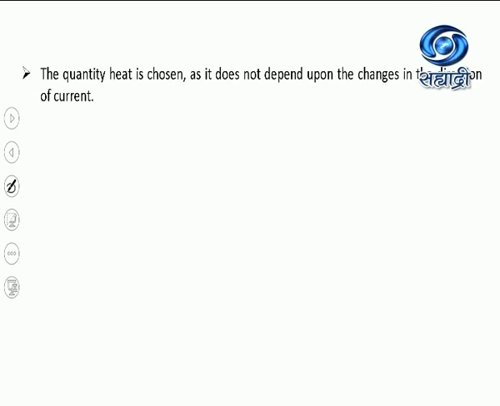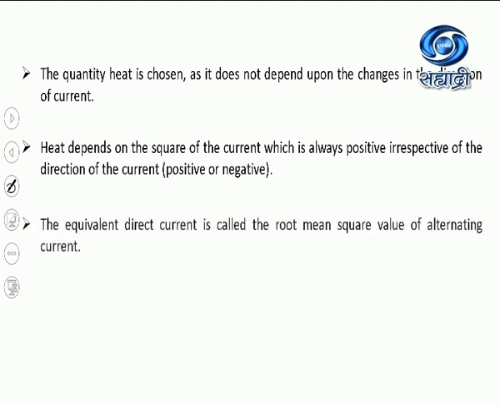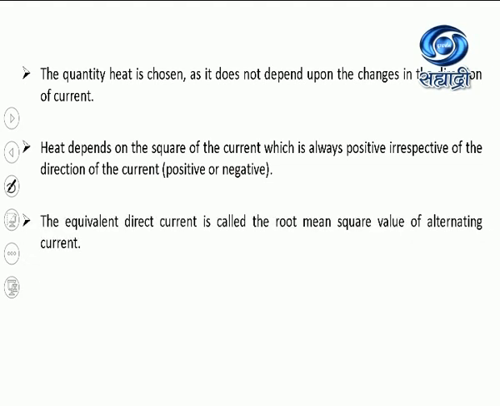The quantity heat is chosen as it does not depend upon the changes in the direction of the current. Heat depends upon the square of the current, which is always positive irrespective of the direction of the current. Means whether the current is positive or negative, the square of the current is always positive. The equivalent direct current is called the root mean square value of the current.